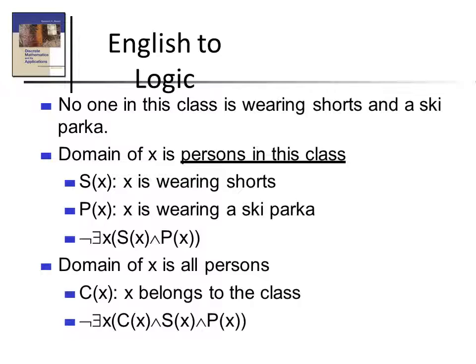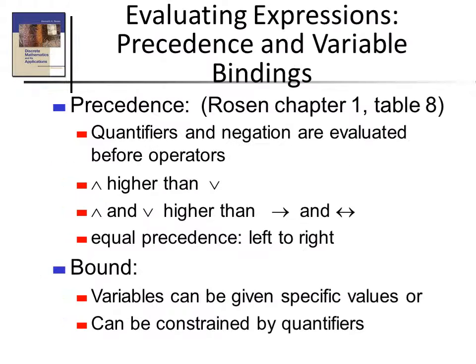Okay, clear? Again, there is another predicate logic: C of x, x belongs to the class. And here we get there exists x, C of x and S of x and P of x. And what is the domain? The persons belonging to the class. You just consider, you just make two statements.